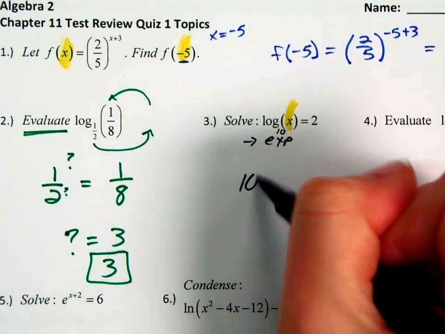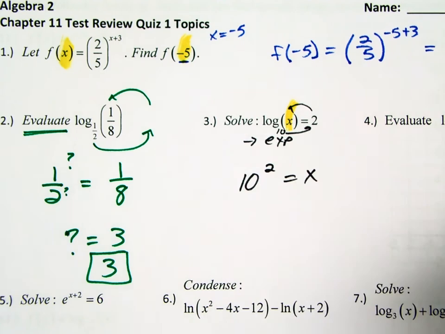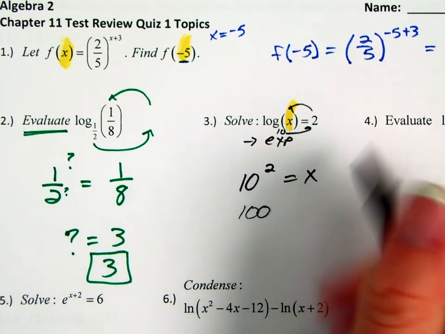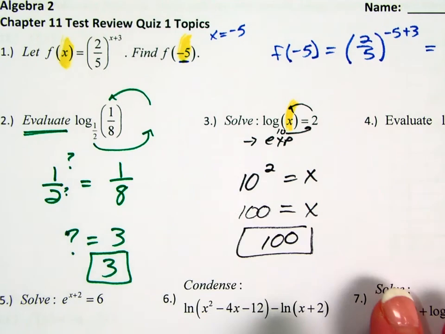So this is 10 to the second power equals x. So 10 squared is 100 equals x. So 100 is our final answer.